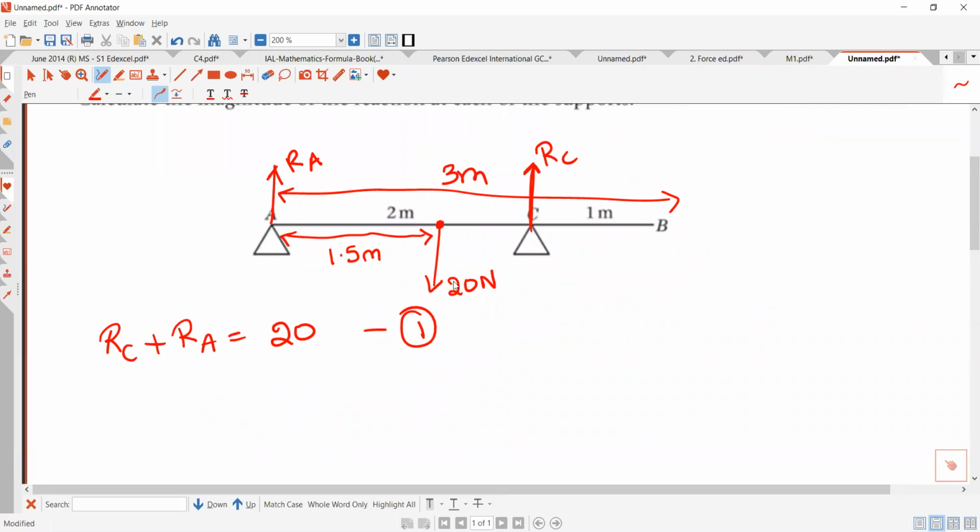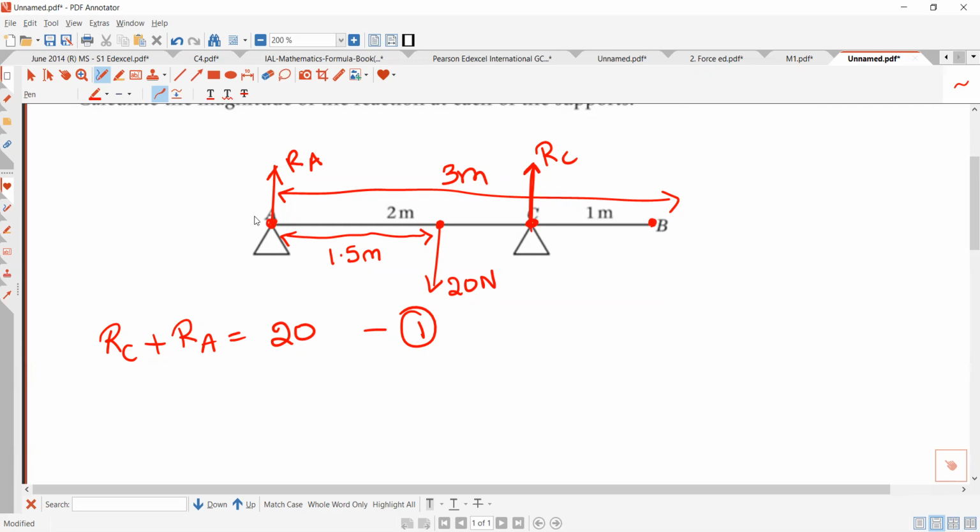Then we have to find total clockwise moment equals total anti-clockwise moment. Now, the first thing you need to do is to find the pivot. Here, the pivot has already been given to you. You can take C as your pivot, or A, or B. To be honest, you can take anything as your pivot. But in the examination, you have to mention what your pivot is. You have to write it.